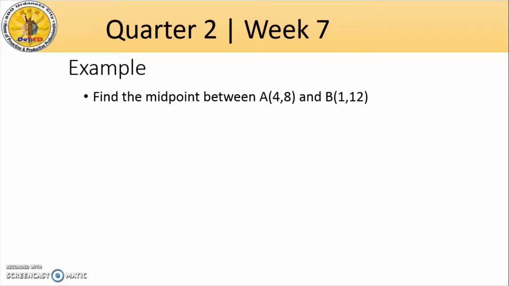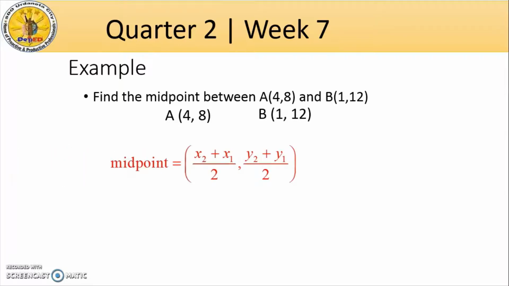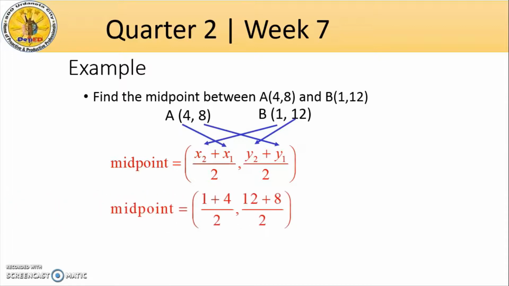So let's have an example. Find the midpoint between points A and points B. So we have point A to be 4 and 8, point B to be 1 and 12. So we just substitute. So x of 2 is 1, x of 1 is 4, y of 2 is 12, y of 1 is 8. So substituting, we have 1 plus 4 all over 2, 12 plus 8 all over 2.